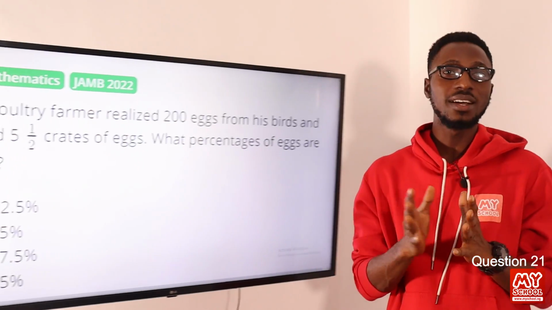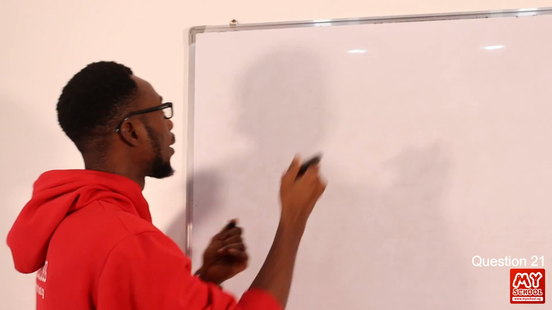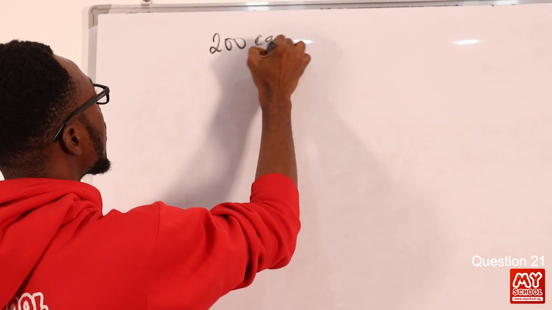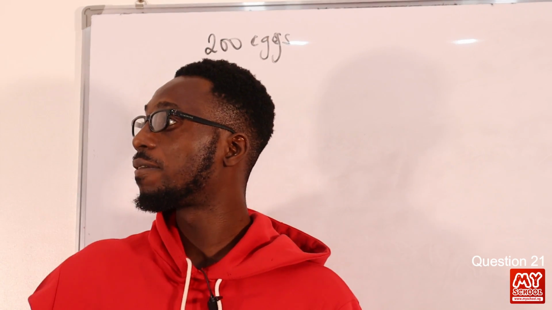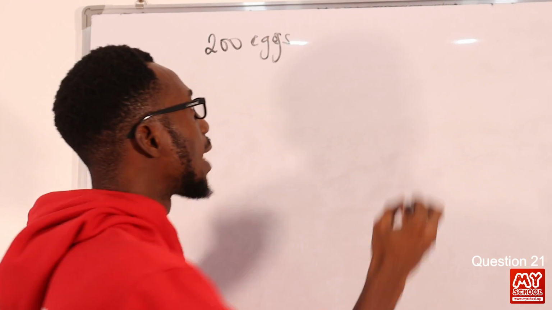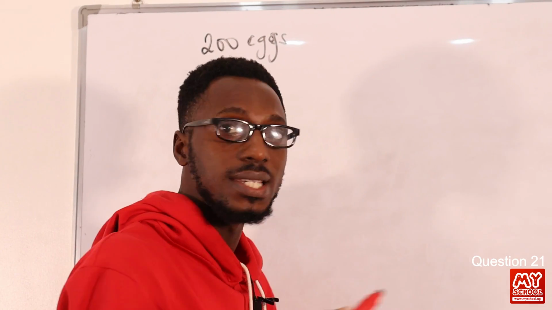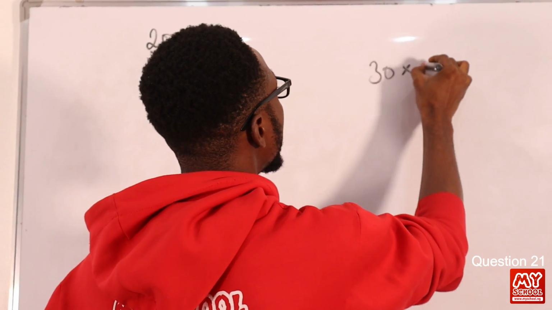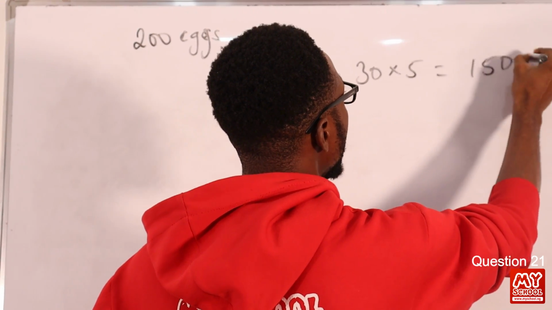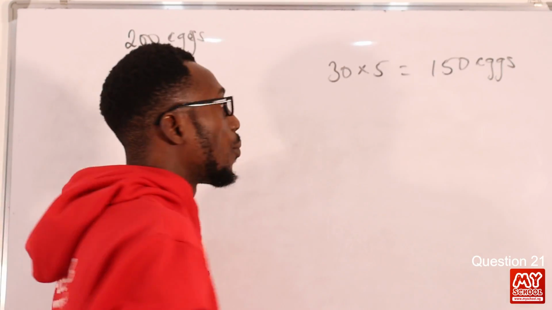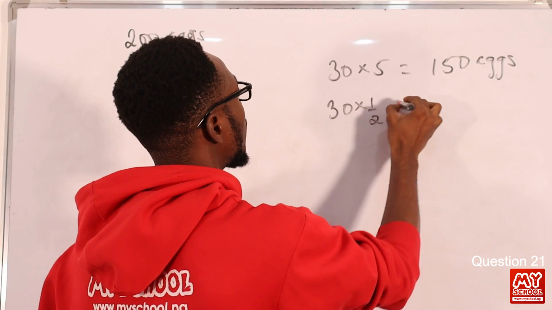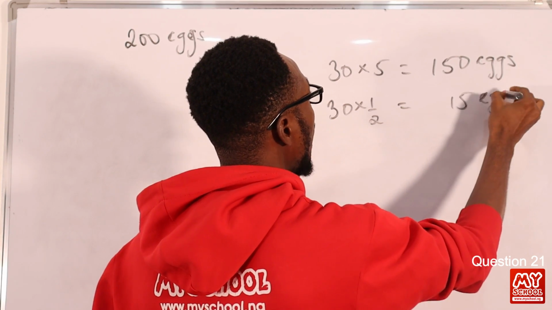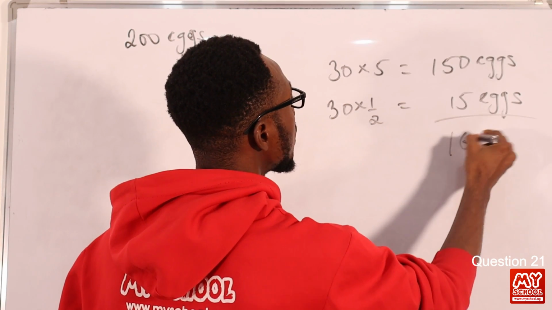All right, so let's look at the information provided. We have 200 eggs in total. Then we are told that he sold 5.5 crates. So we know that in each crate we have 30 pieces of eggs. So that will be 30 times 5, that tells us 150 eggs. But it's not just 5 crates, it's 5.5. So 30 times half, that will be 15. So the total amount of eggs sold will be 165.